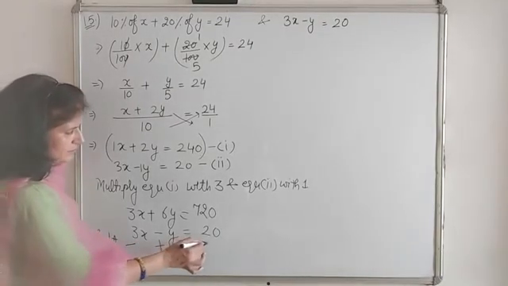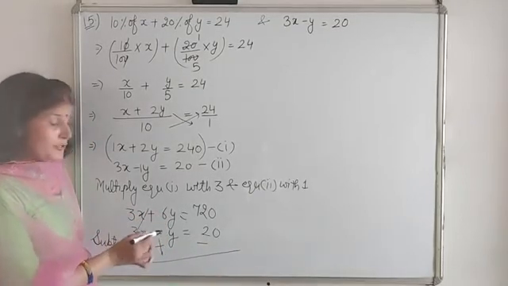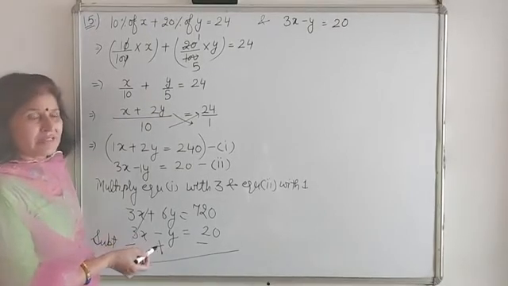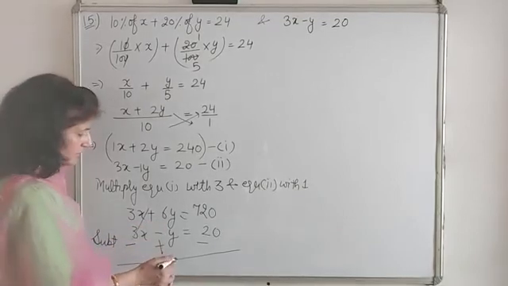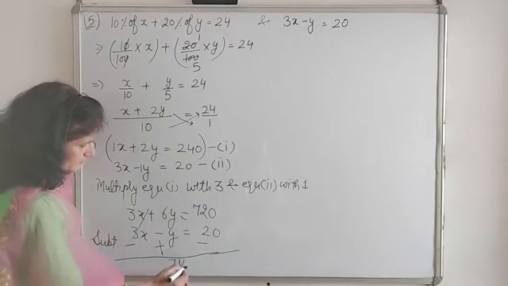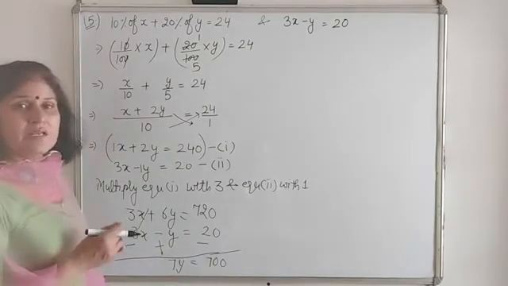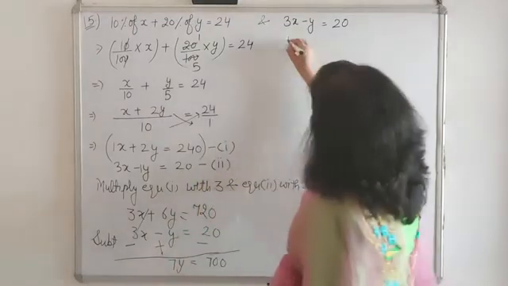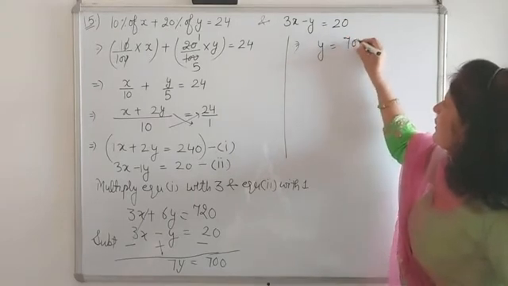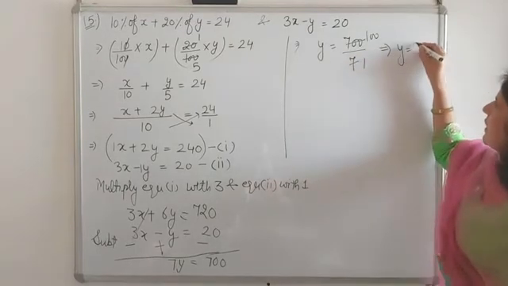Minus plus minus, this is cancelled. 6y plus 1y. I told you after changing the sign you have to take the new sign when you are adding or subtracting them. 6y plus 1y is 7y is equal to 700. 720 minus 20 is 700. What will come here? y is equal to 700 upon 7. Reduce them to the lowest terms and the value of y is 100.